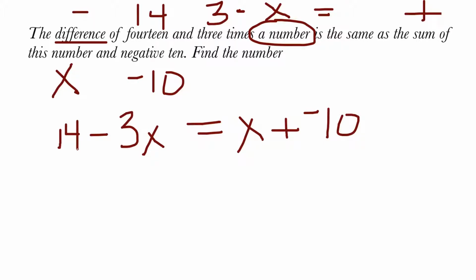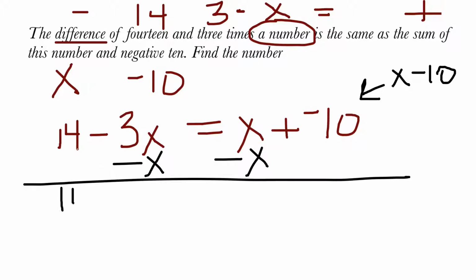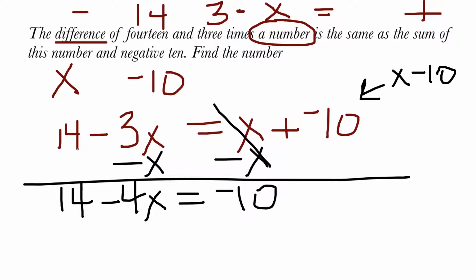Now a quick little side note is that this right here is the same as saying x minus 10. So x plus a negative 10 is the same as if I said x minus 10. All right, let's proceed. I'm going to get all the x's to one side, all the non-x's to the other side. So subtract x, subtract x. That gives me 14 minus 4x equals, this cancels, and I get negative 10.